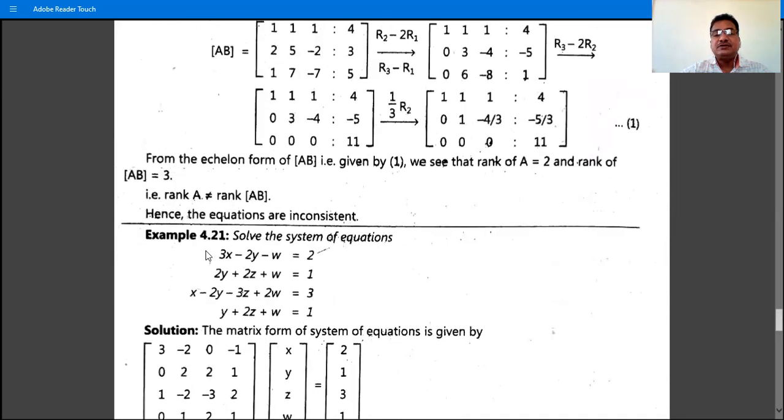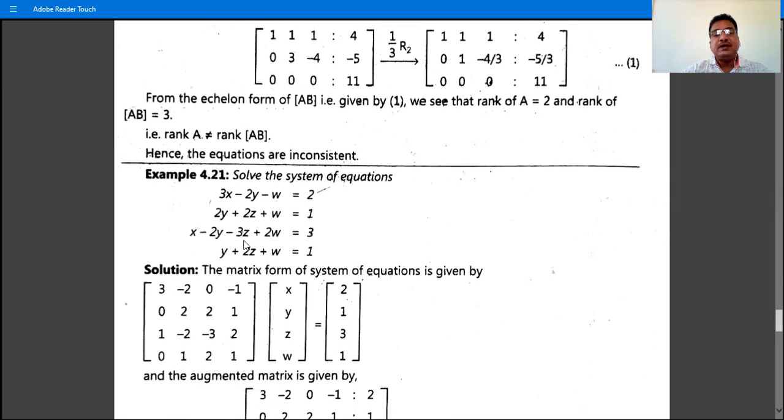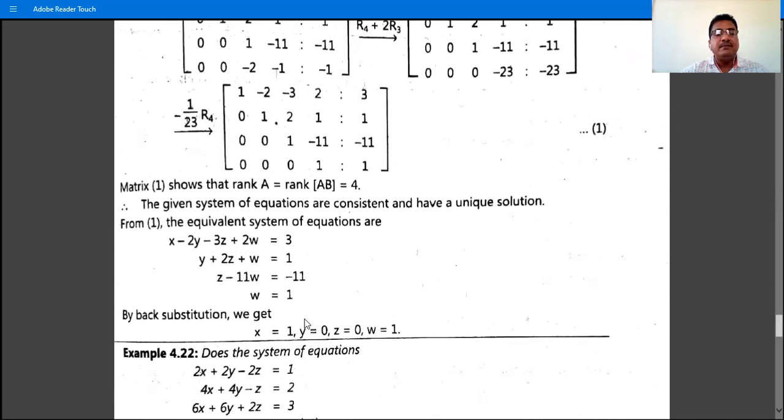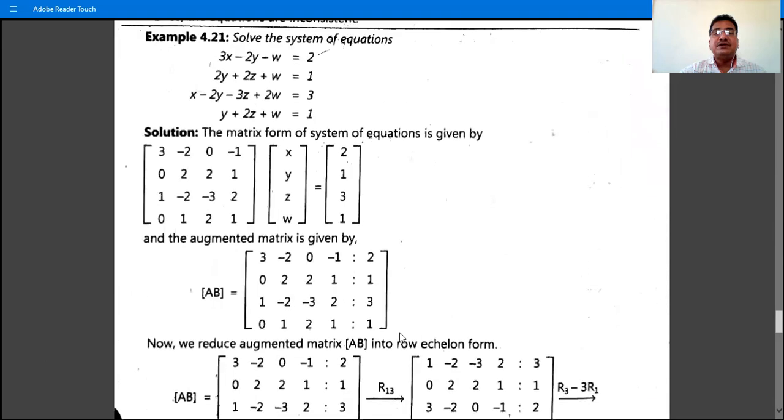That is, substitute x, y, z, w in the first equation, in the second equation, in the third equation, in the fourth equation. If we substitute x, y, z, w in the first equation, we have the answer 2. If we substitute in the second equation, we have the answer 1. That is, all the equations are satisfied by these values of x, y, z, w. And so we can tally the answer by substituting the values in the given system.